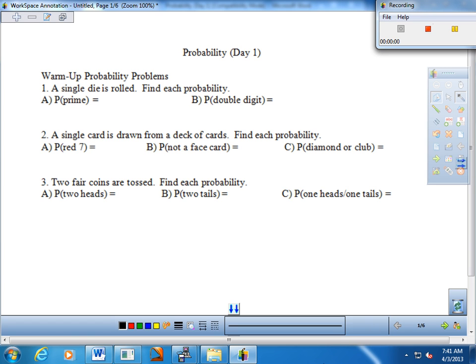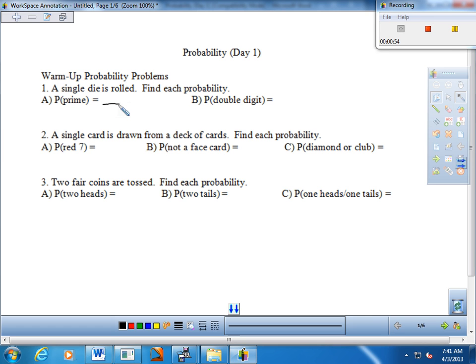I'm going to run through some quick explanations. The hope is that you're either doing this with me or that you're maybe pausing and then just seeing how you did on some of these. So let's get ready to roll. Number one, a single die is rolled. Find each probability. And so this notation right here would be the probability of rolling a single die and the number coming up prime. And so what we want to do is write this as a fraction.